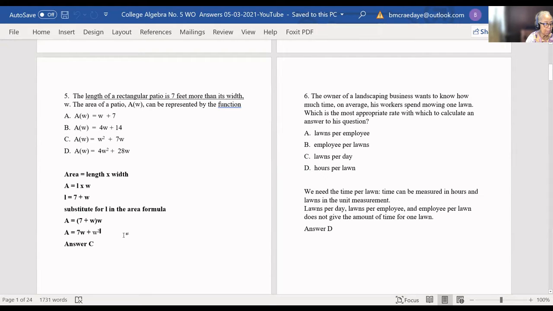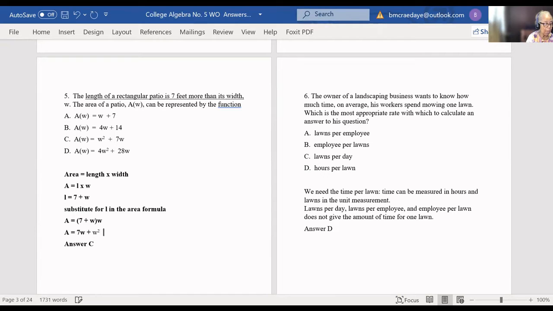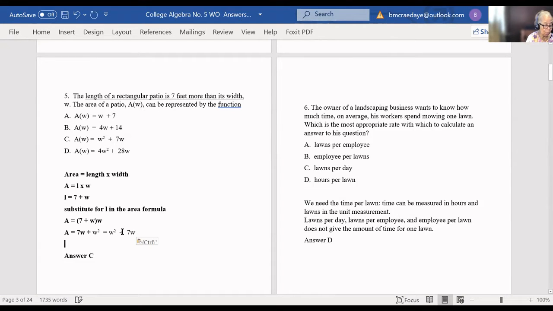And we can write this the same as we see it in our answers. That's the same. We can put the W squared plus 7W. Okay, and that's equal to the same thing. Okay, so the answer for number 5 is C.